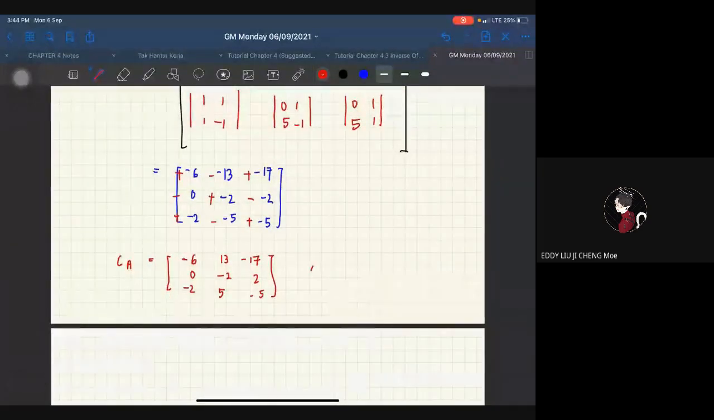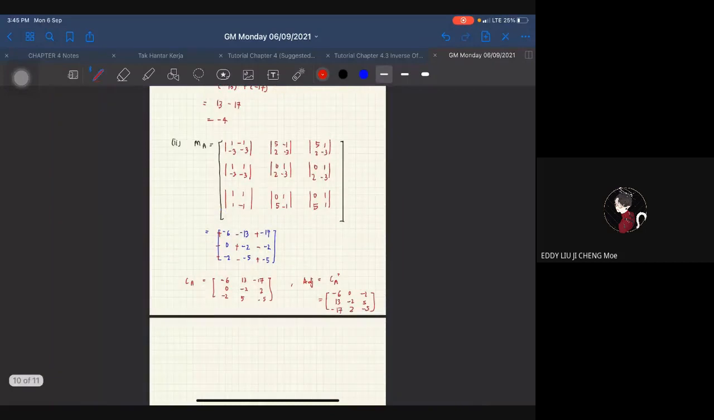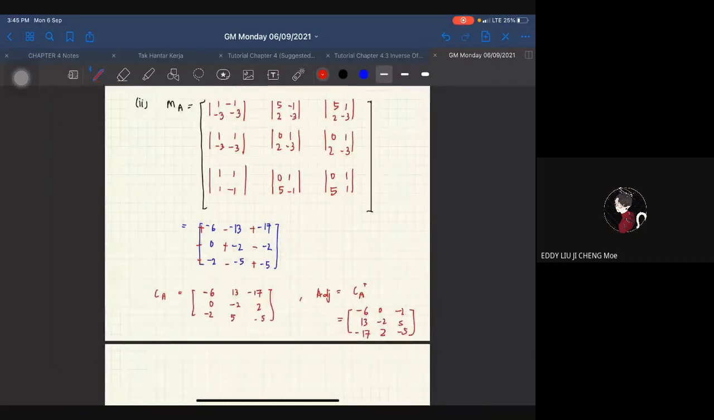Okay, and then soalan minta awak cari adjoint. So nak cari adjoint, you just have to transpose the cofactor that you have. Okay, so you just transpose it, awak akan dapat negative 6, 13, negative 17, and then 0, negative 2, 2, and then negative 2, 5, negative 5. That's all. Okay, itu sahaja cara untuk kita cari adjoint matrix.